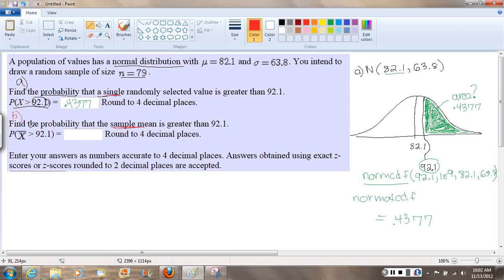So here's where we need to pull in the key fact we've learned in chapter 11, which is that when we're thinking about the distribution of a sample mean, it will be normal with the same mean mu as the population.